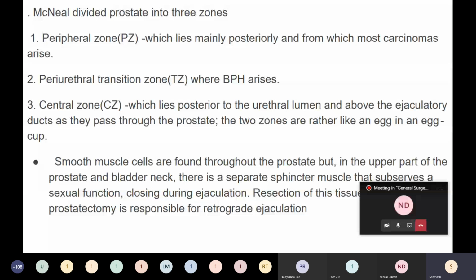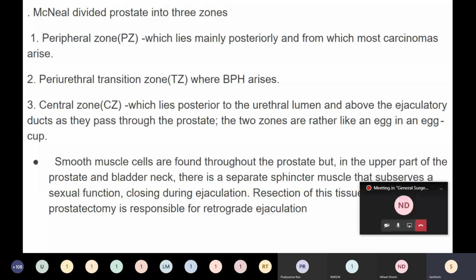What is transition zone? Transition zone is where the BPH arises, and central zone lies posterior to the urethral lumen and above the ejaculatory ducts as they pass through the prostate. The 2 zones are rather like an egg in an egg cup.